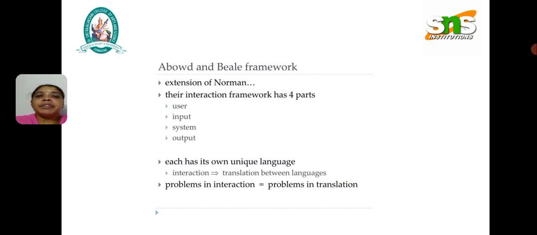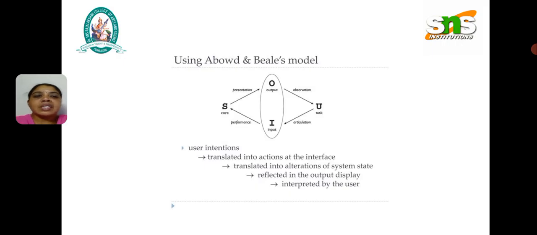Then there are different interaction frameworks. First user, input, system and output. That means the user should give input to the system to get an output. Unique languages are needed for interacting between the user and the system. This is the structure of the Abowd and Beale model. That is S, O, I and U. S means system, O means output, I means input, and U means user. The user has to interact with the input system. Input automatically gives some performance to the system core. Again, the system should give some performance to the output screen.